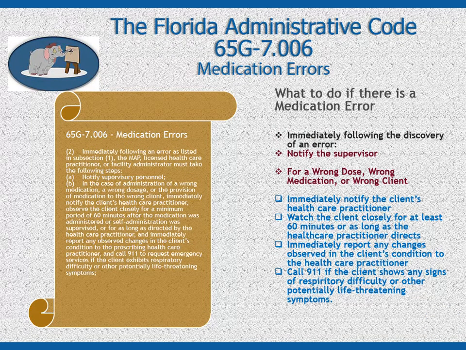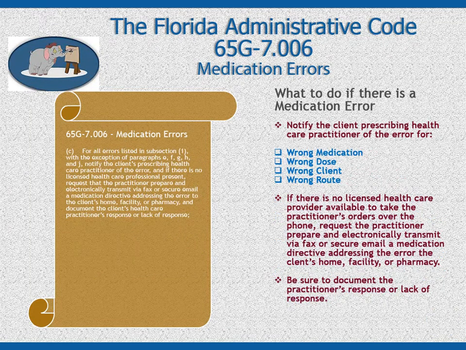What to do if there is a medication error? Immediately following the discovery of an error, notify the supervisor. For a wrong dose, wrong medication, or wrong client, immediately notify the client's healthcare practitioner. Watch the client closely for at least 60 minutes or as long as the healthcare practitioner directs. Immediately report any changes observed in the client's condition to the healthcare practitioner. Call 911 if the client shows any signs of respiratory difficulty or other potentially life-threatening symptoms.